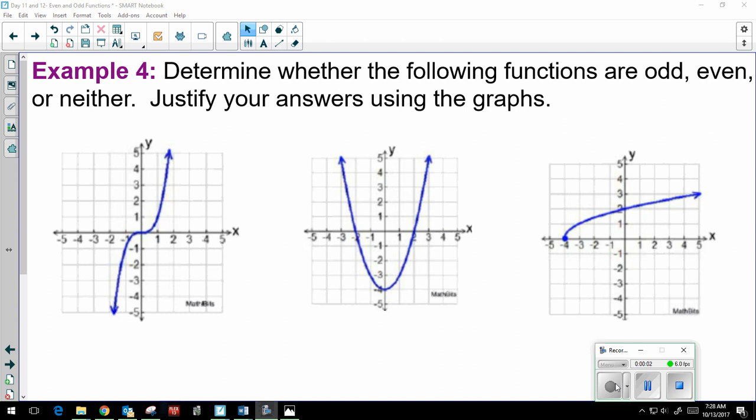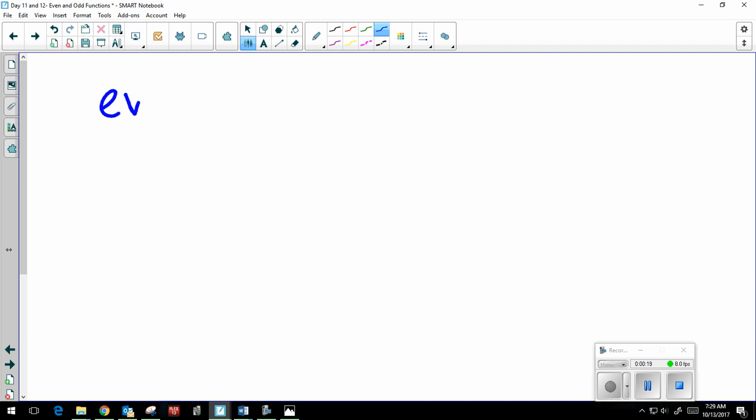This video is going to show you how to determine if a function is even or odd graphically. There's also a way to do it algebraically, and there's a different video for that if you're interested. So graphically, even functions have symmetry over the y-axis.